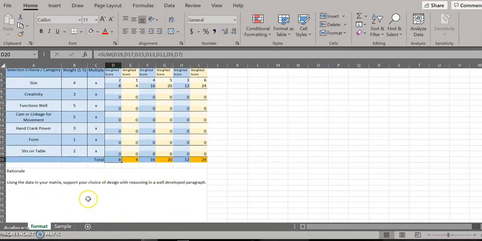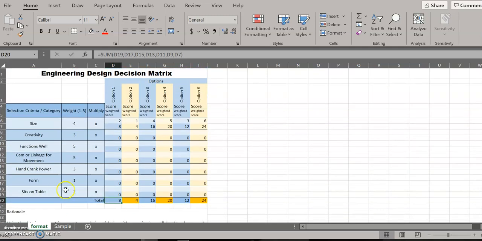It's also a good idea to put a rationale underneath your decision matrix. That way you can walk through the explanation in a really good developed paragraph. Okay, so that's it, and I hope you have good luck with making your decision matrix.